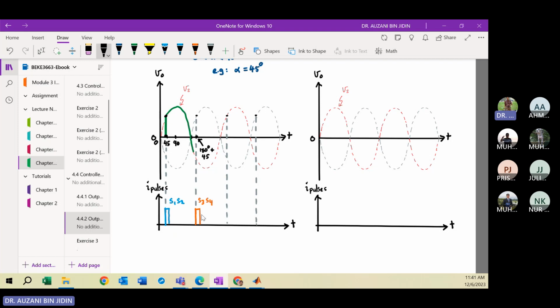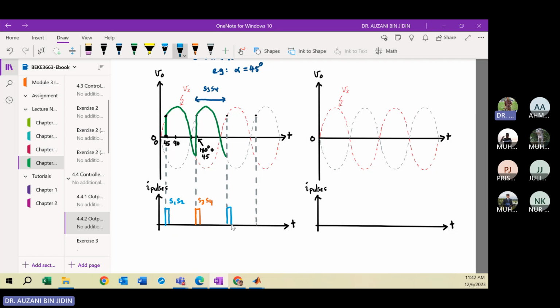So when you inject the current pulse for S3 and S4, then S3 and S4 will be conducted. So this is the output voltage. It suddenly changes to a negative value here, so it will be the same as the inversion of Vs until this point. During this angle range, S3 and S4 will be conducted.